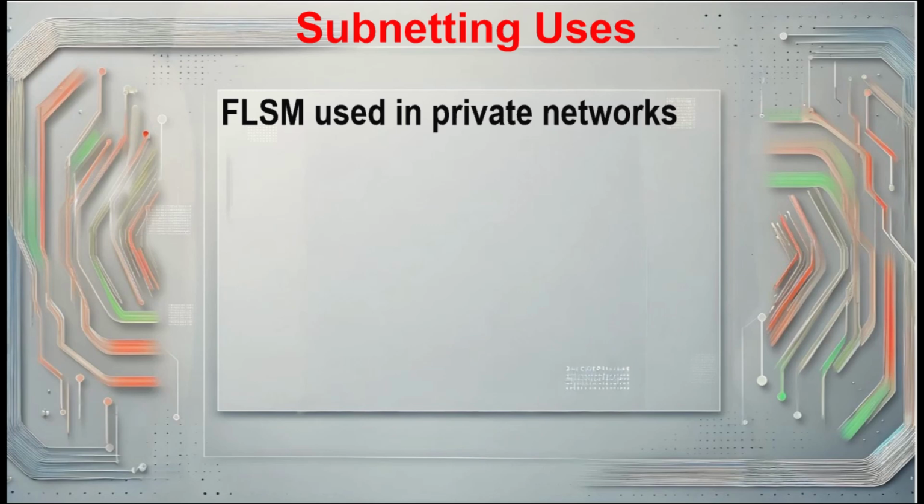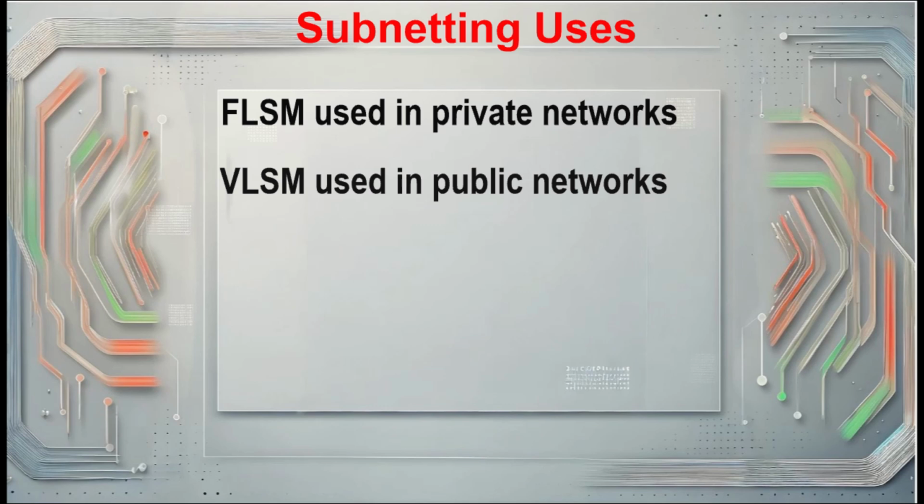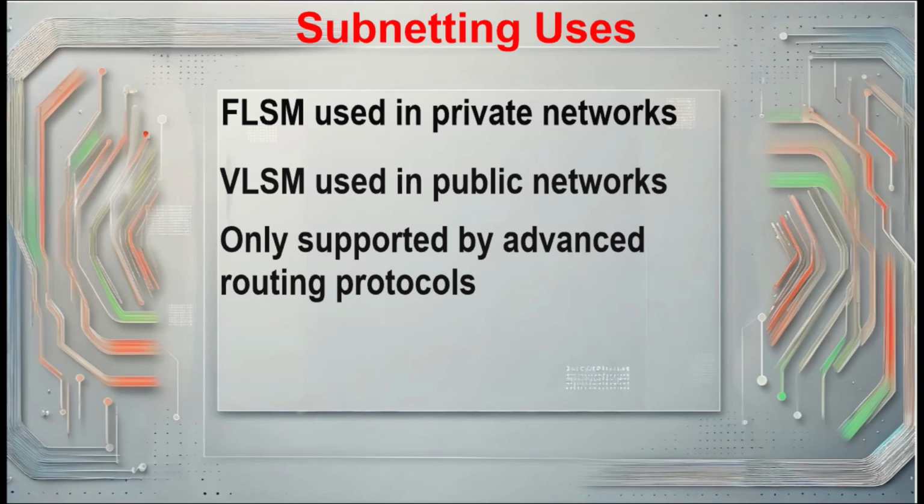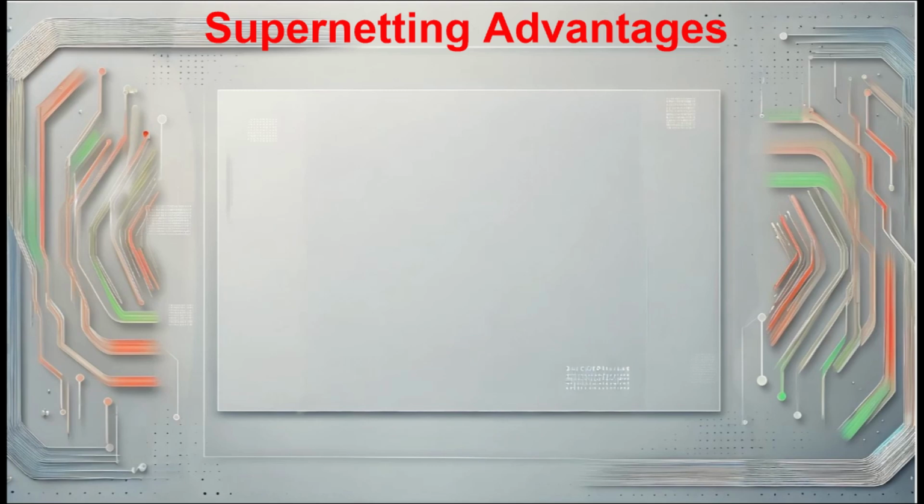Fixed-length subnet masking is used primarily in private networks, as it requires less configuration and administration. Variable-length subnet masking is more often used in public networks by large internet service providers, or ISPs. It's also important to note that variable-length subnet masking is only supported by advanced routing protocols, and configuring it can get pretty complex. One other concept you need to be aware of is supernetting.